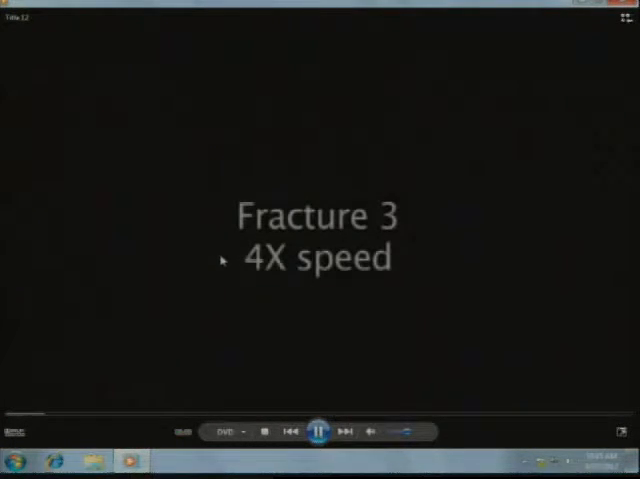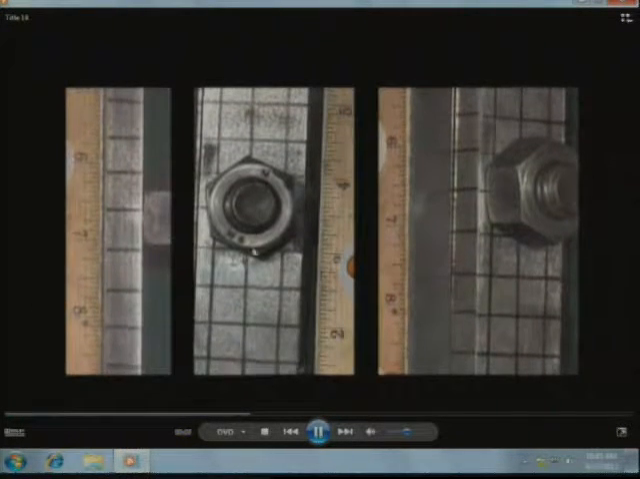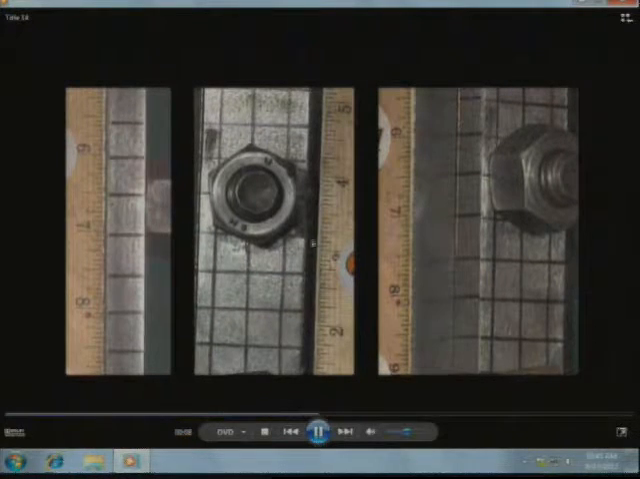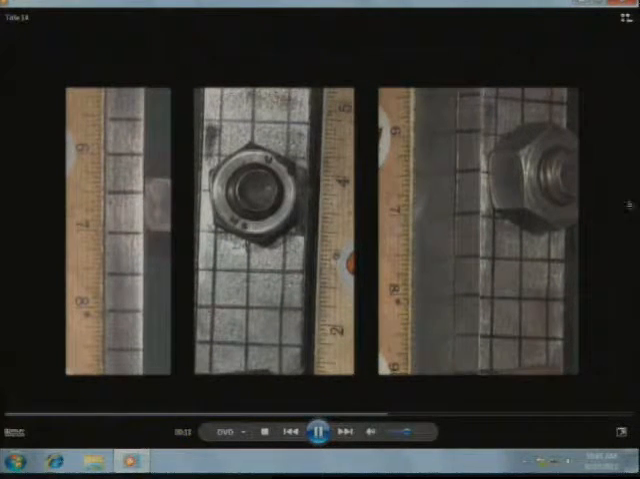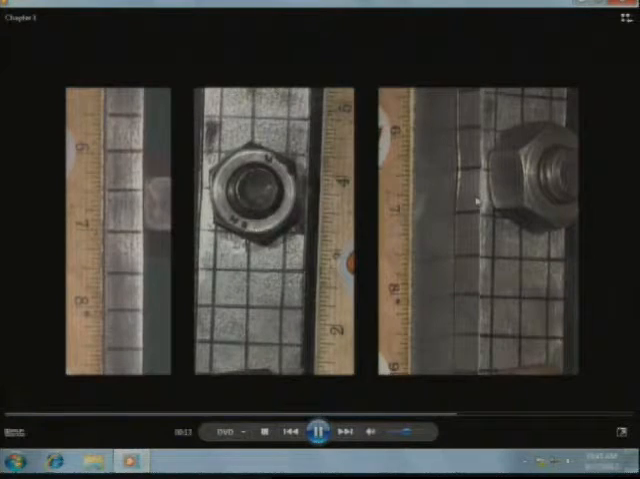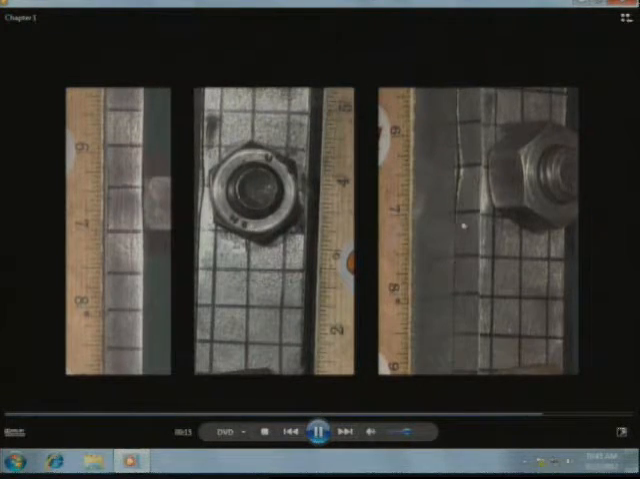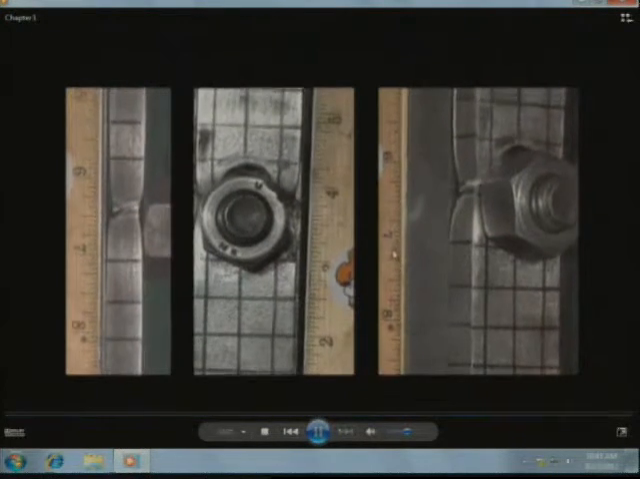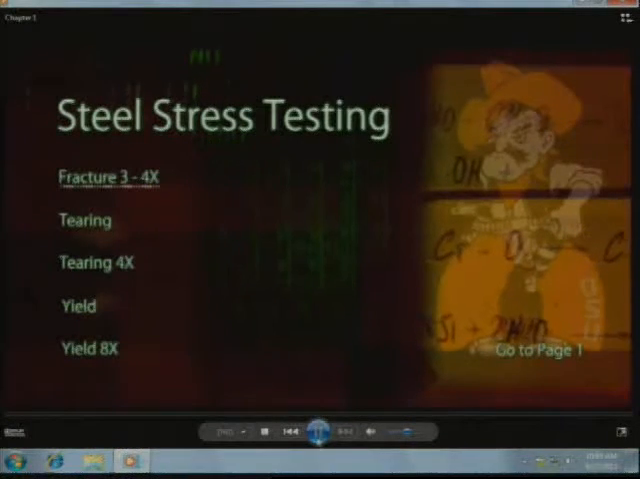Okay, so let's look at some fracture. When we talk about fracture, it doesn't happen in the bulk of the member. Fracture happens at the end. This is at a bolt. This is cool. Again, this is front, this is side, this is the diagonal. Boom! Breaks. Let's watch it again.